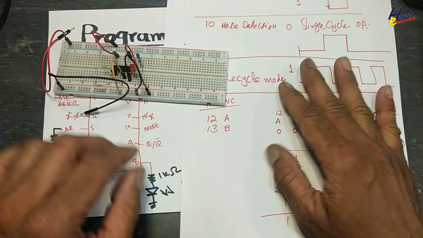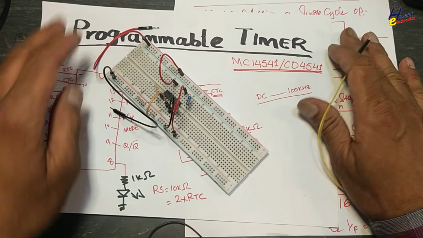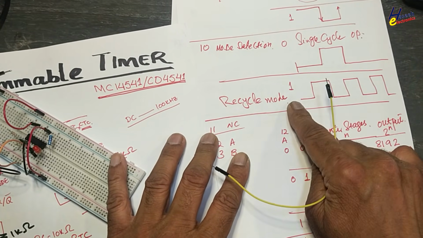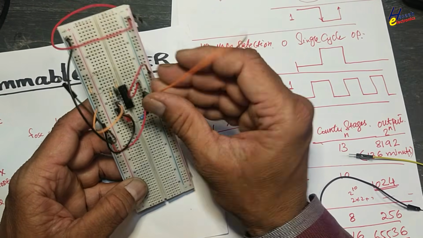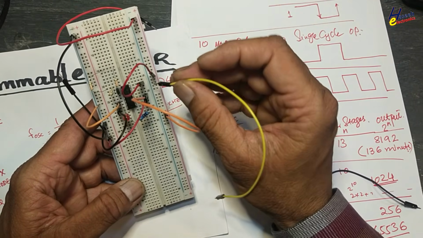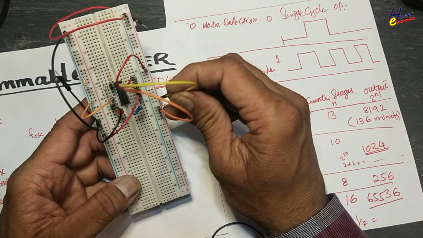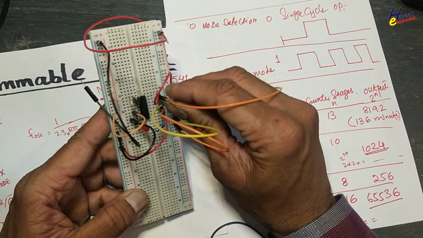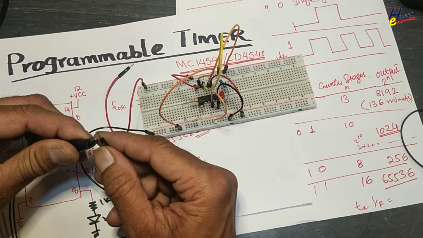Let's make connections. Pin 9 is connected to low side, initial output low, mode selection. Pin number 10 will be connected to high. 11 not connected. 12, first we will connect pin number 12 to high, and we will connect pin number 13 to low. I will use a 12 volt power supply.